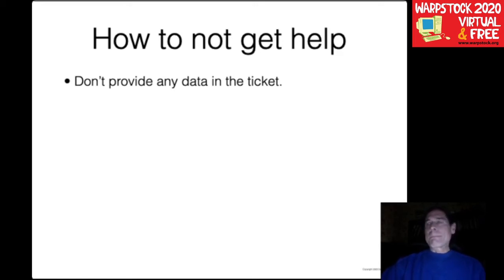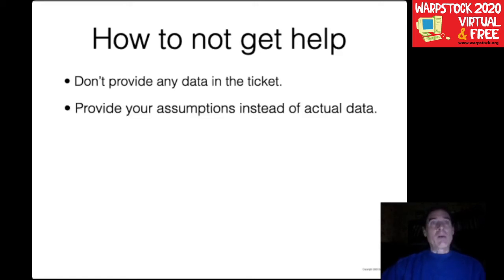The next thing of how to not get help is tell us what you think is happening instead of providing any actual data. This may seem obvious too, but at least I want to see actual data. If I'm working the ticket, if I've chosen this ticket to work on, it's probably because I wrote the software that's involved and I understand how it works. I want to see actual data. I'll do my own analysis.